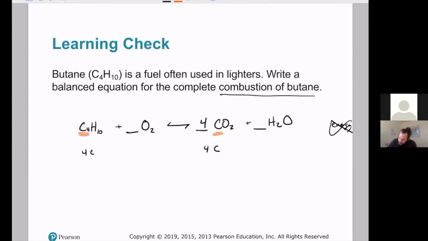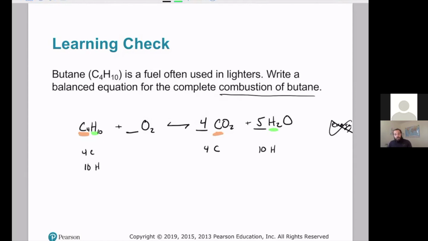Likewise, I can balance the hydrogens fairly easily because all of the hydrogen in my hydrocarbon will end up in water. So if I have 10 hydrogens in my hydrocarbon, I would need to produce 5 waters, right? Because remember, each water contains 2 hydrogens. So that brings me up to 10 hydrogens over here and 10 hydrogens over here.